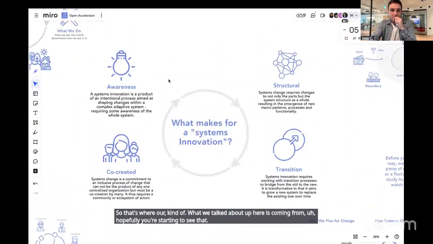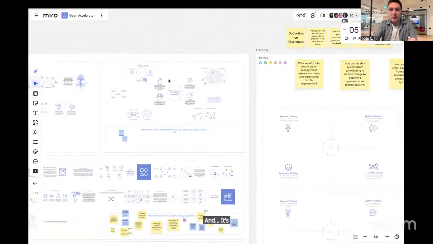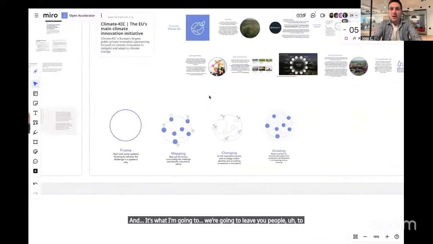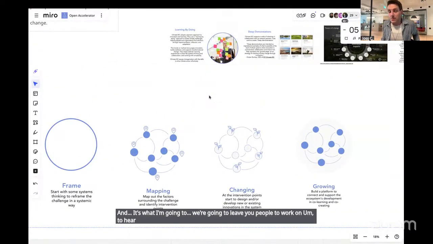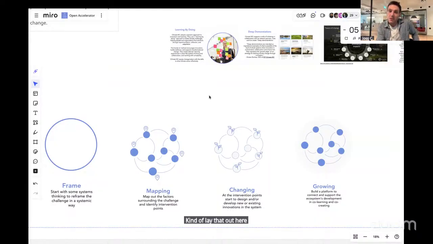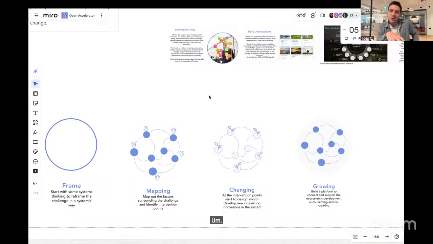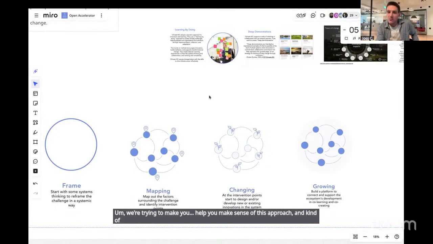And it's what we're going to leave you to work on, to hear your perspectives and opinions on this in our breakout, but just to lay that out here more explicitly. We're going to really jump into it next time in a more coherent way. We're trying to help you make sense of this approach and why we have these different dimensions, and how other organizations look at that.